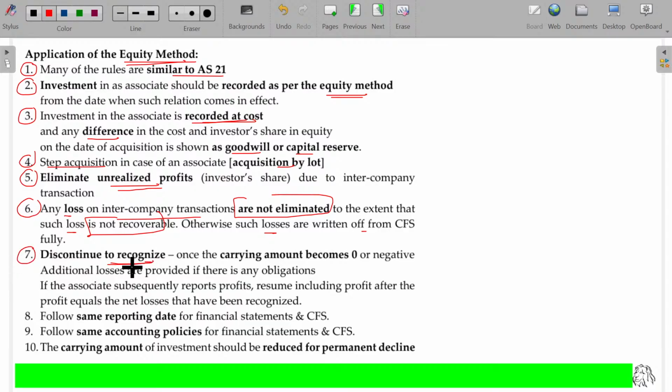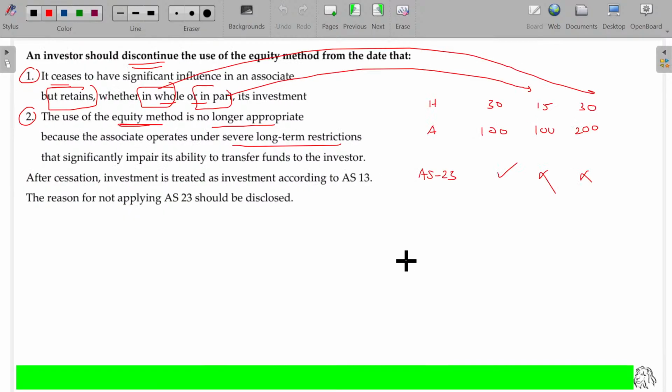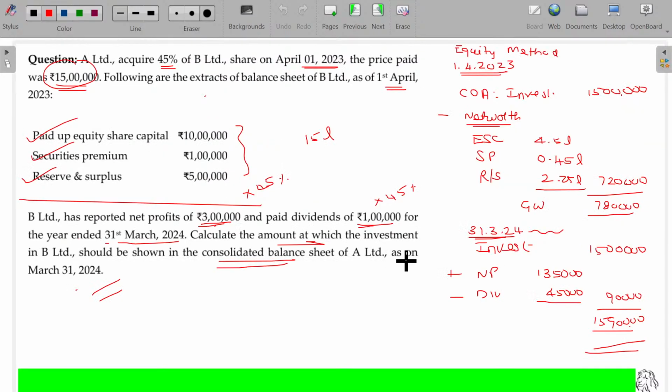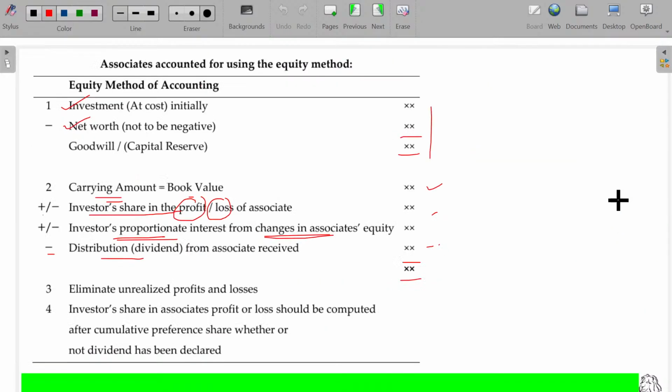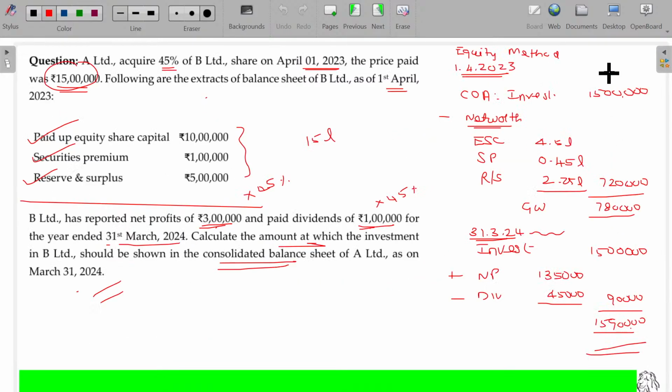Discontinue to recognize. When you are able to discontinue to recognize this, it means showing the subsequent additions or subtractions. Year on year, there's a profit. Do I want to show it subsequently? No need to, once the carrying amount becomes 0 or negative. Here, the carrying amount increases from 15 lakhs to 15 lakhs 90,000 rupees.